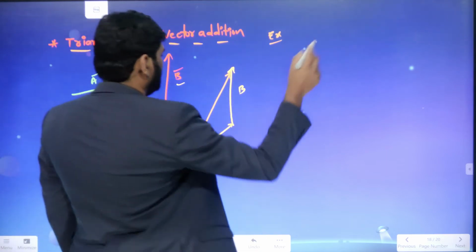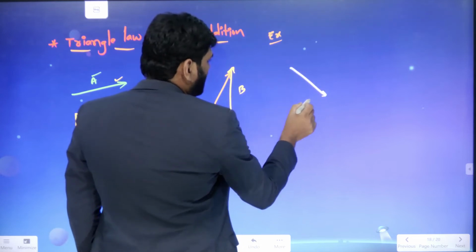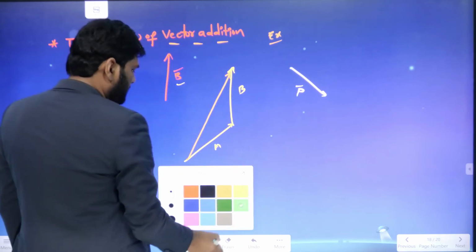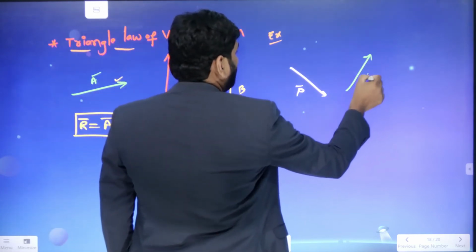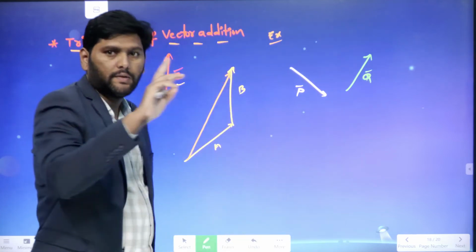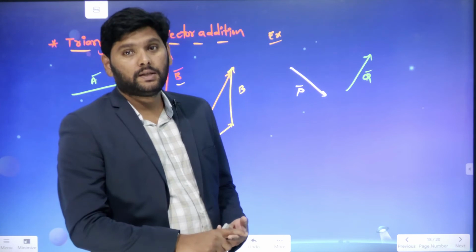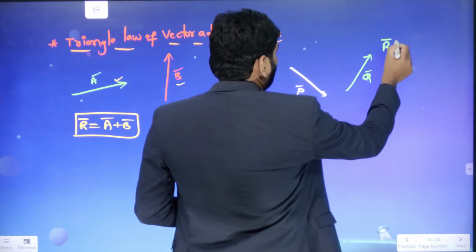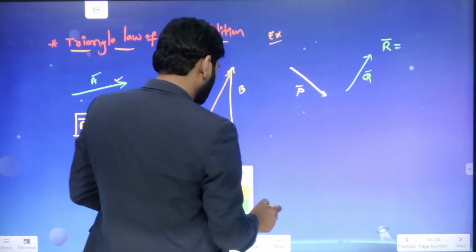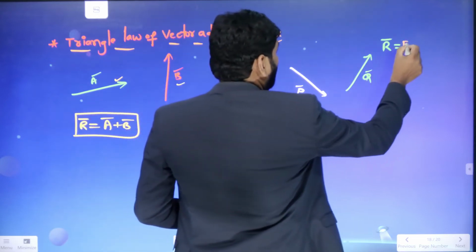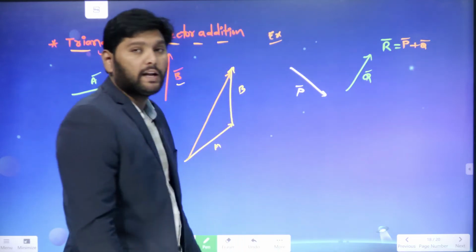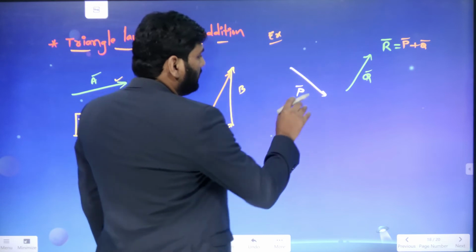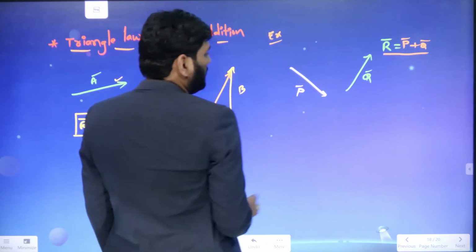See here, this is a vector P bar, and one more vector, this is Q bar. Two vectors we have. Now how do we add these two vectors? Mathematically you can represent the resultant vector R bar is equal to P bar plus Q bar. Now mathematically it is completed. Now, the diagrammatic way.